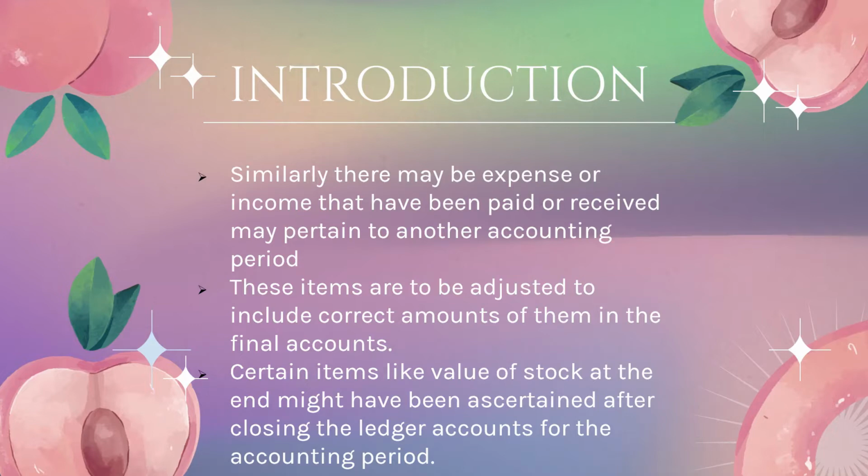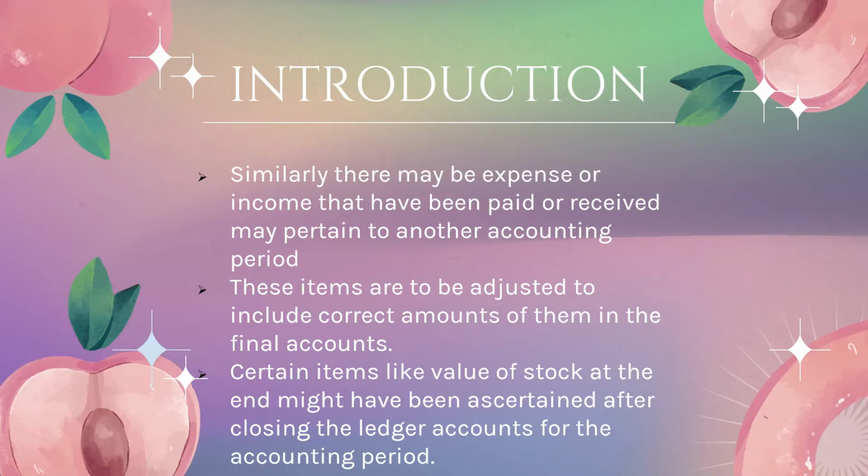We would have paid them earlier, that is, paid in advance. The expenses which are related to next year. In the same way, income related to next year we would have received in this year. So expenses paid in advance, income received in advance. These all relate to the next accounting year. So you have to adjust these items in order to show the correct amount in the final accounts.